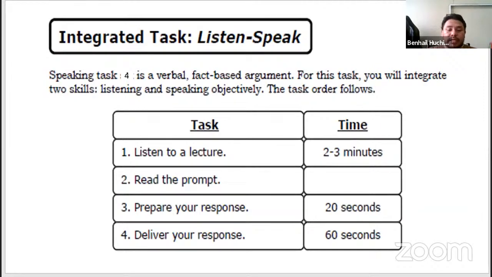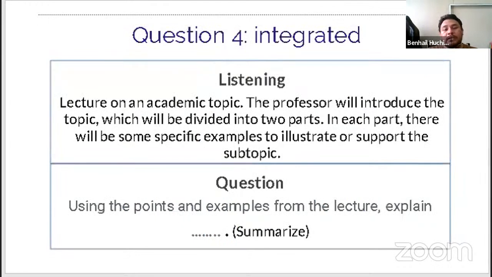So for this, you have to take notes from the listening. You have to summarize the main points in the lecture, synthesize it, and paraphrase it. Now, the lecture is always about an academic topic, so it is going to be similar to a class. The professor will introduce the topic, which will be divided into two parts. In each part, there will be specific examples to illustrate or support the subtopic. Usually they talk about two examples, the main example and the second example, and both have details. In the prompt, they will ask you to use those examples to explain the main topic, so you need to summarize on this.